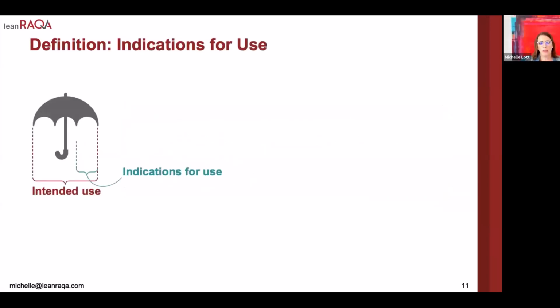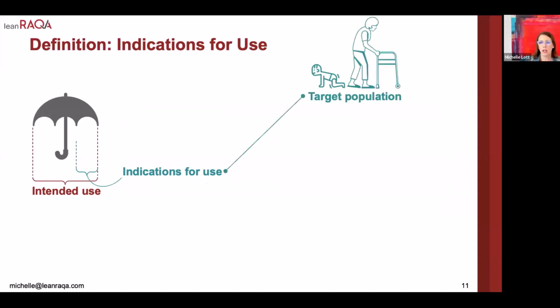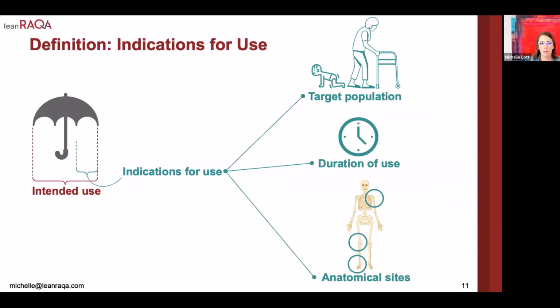You can think of your intended use like an overarching umbrella that defines the overall context of what your device does. And the indications for use are very specific subsets of that intended use that fit within that umbrella. These can be anything like a target population, a duration of use, or an anatomical site. And we're going to build on the indications for use throughout our regulatory strategy into our market commercialization.